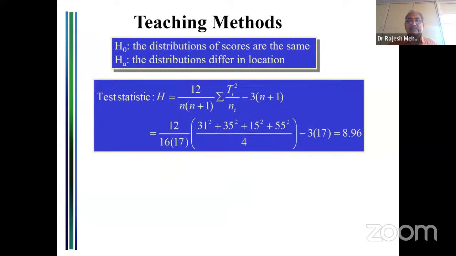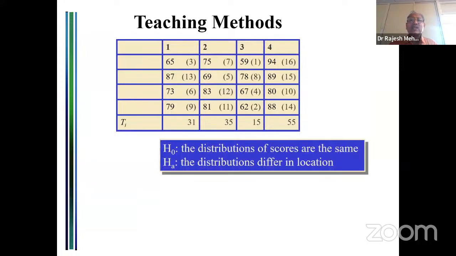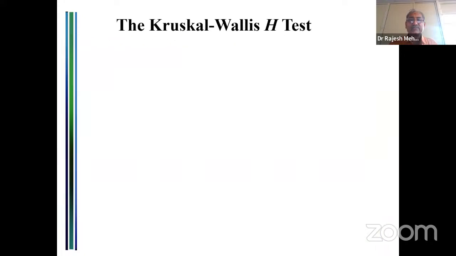And that alternative hypothesis will tell you that this fourth sample is doing much better compared to the others, or you can say the third sample is doing much worse compared to the others, while numbers one and two are in between. So this is how we use the H test, the Kruskal-Wallis test.